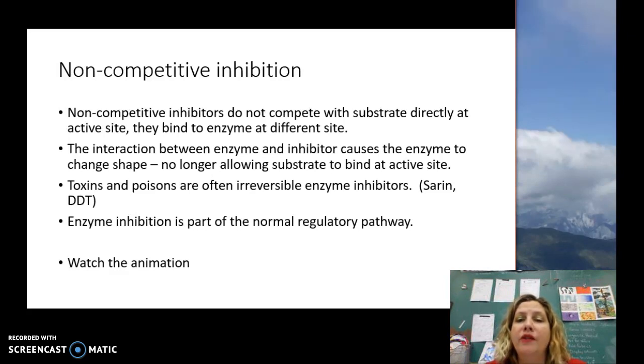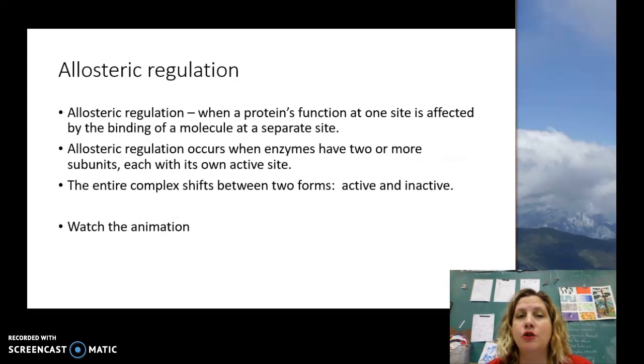Toxins and poisons are often irreversible enzyme inhibitors. For example, sarin, which is a deadly gas that was released in Tokyo many years ago, and DDT, which is the insecticide which was released previously to control mosquito populations worldwide. Enzyme inhibition, though, is a part of the normal regulatory pathway. So this would be a good time to watch the non-competitive inhibition enzyme animation.